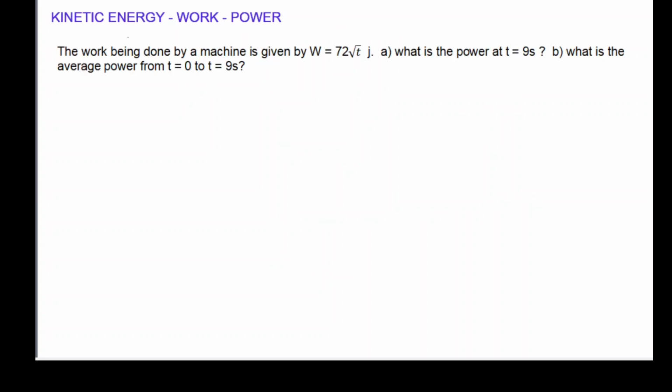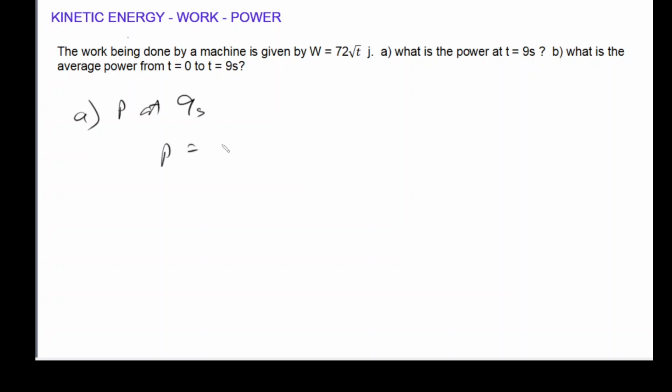Let's do a couple problems about power. The first one is the work being done by a machine is given by work equals 72 times the square root of t joules. What is the power at 9 seconds? What is the average power from 0 to 9 seconds? So the first thing is we want to know what the power is specifically at 9 seconds.